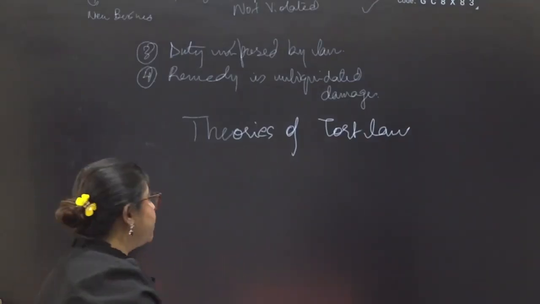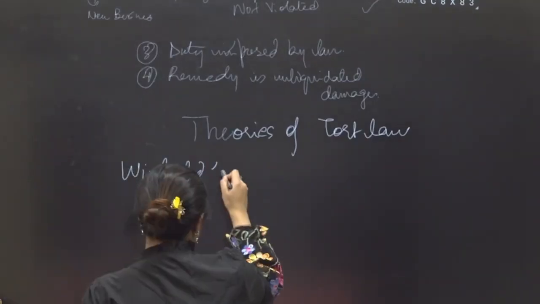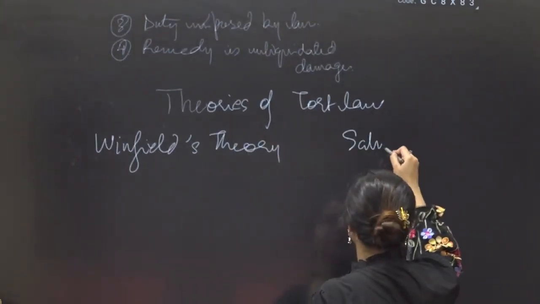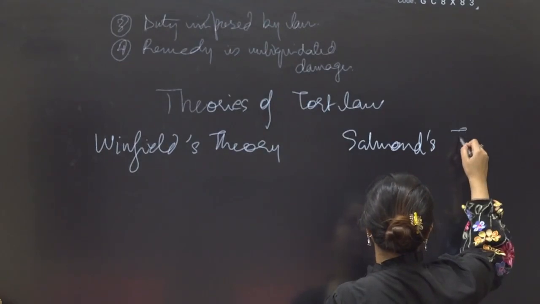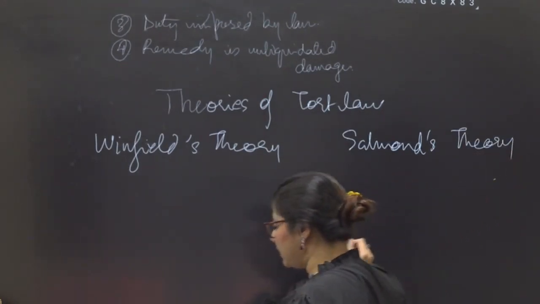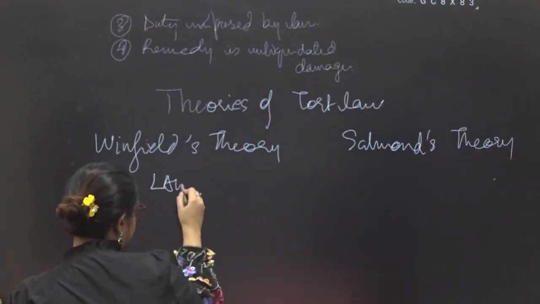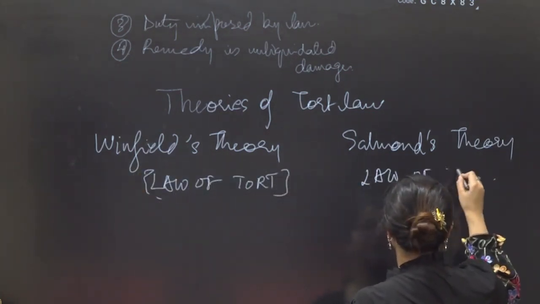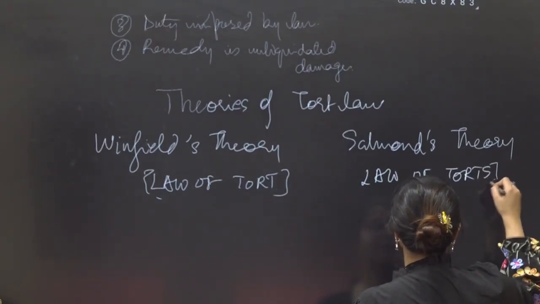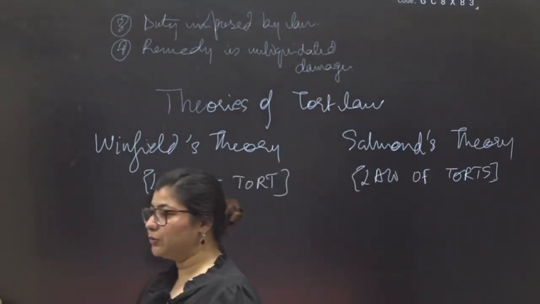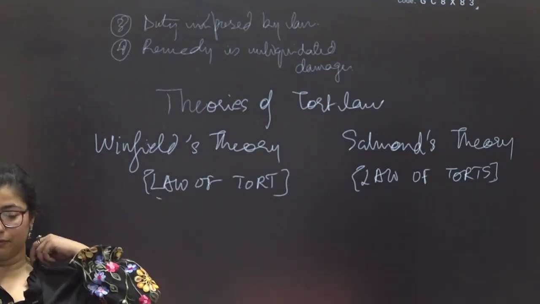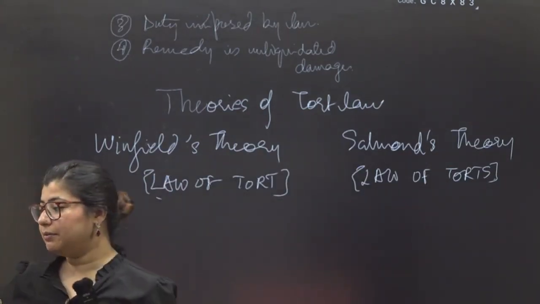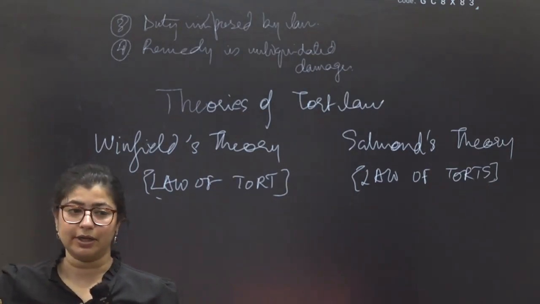So Winfield's theory and Salmond's theory. The major difference between the two: Winfield's theory is called the law of Tort and Salmond's theory is called the law of Torts. Now let's try to understand what is the major difference between what they both are saying. Winfield's theory says that all unjustifiable harm can be a tort unless justified by law.